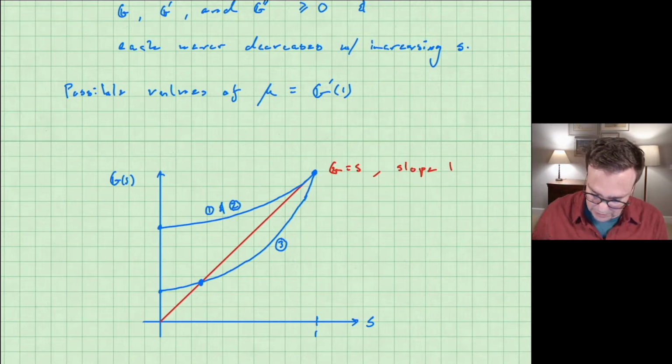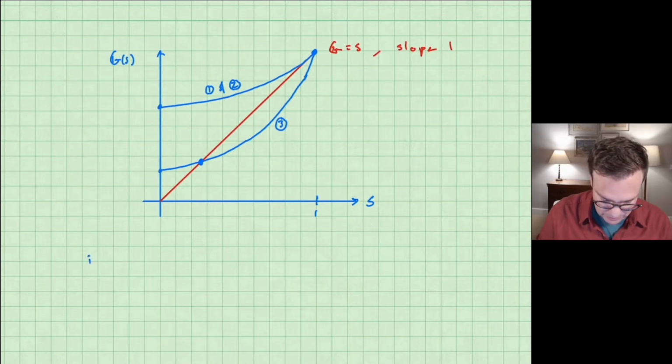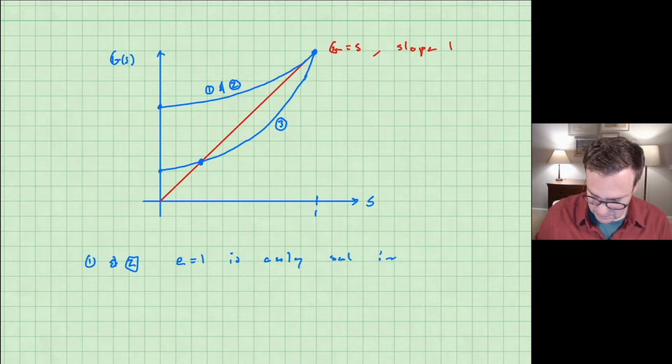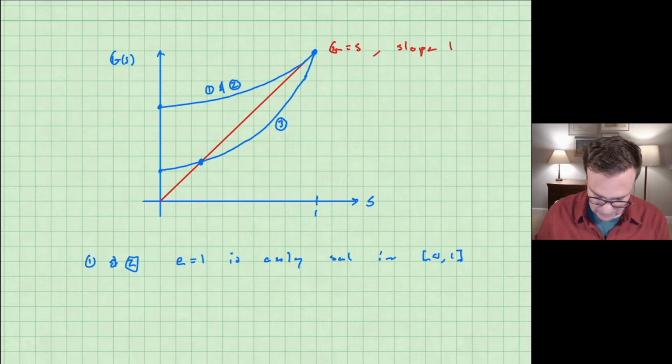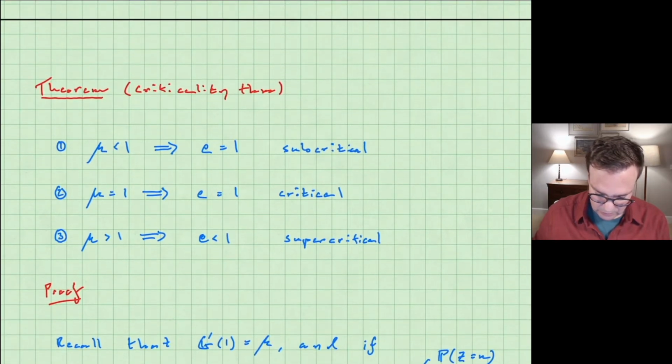So we conclude from this that for 1 and 2, E equals 1 is the only solution in the interval of 0 to 1, and so it is the solution. In other words, E equals 1. And that was what we were going for in case 1 and 2.